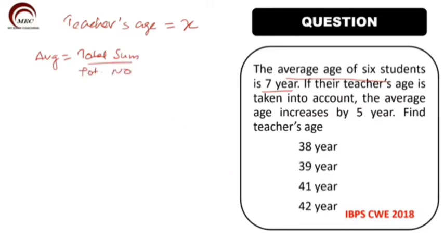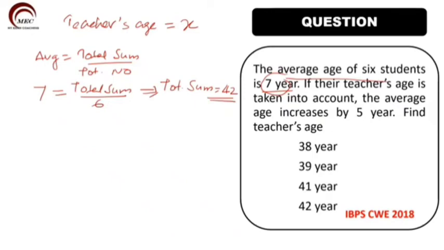So average is given to us. Average age of 6 students is 7 years. So average is equal to 7 when the total sum is divided by 6 students. So from here, when you cross multiply, I'll get total sum is equal to 42. 7 into 6, 42.